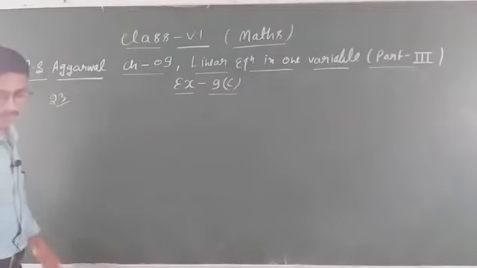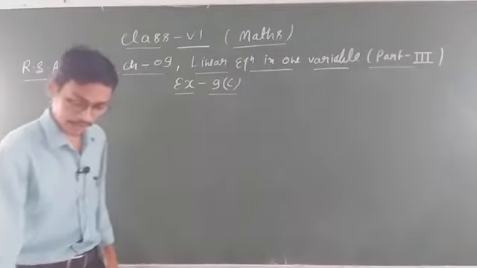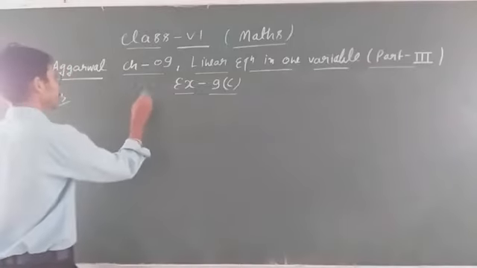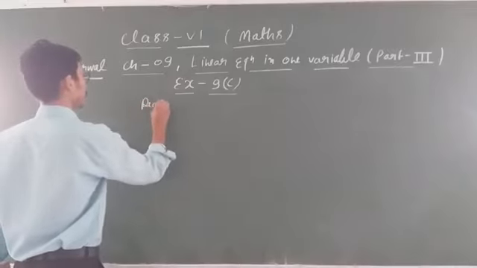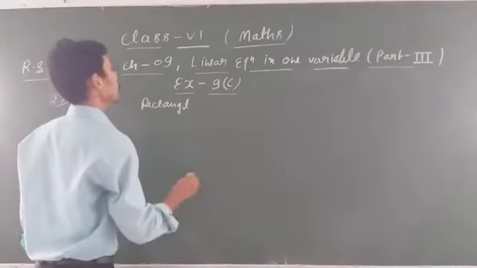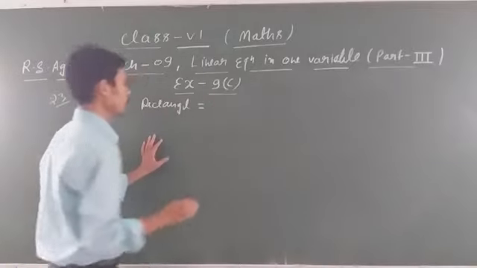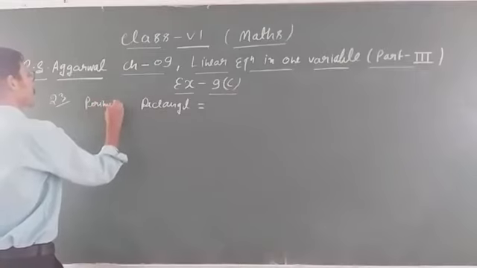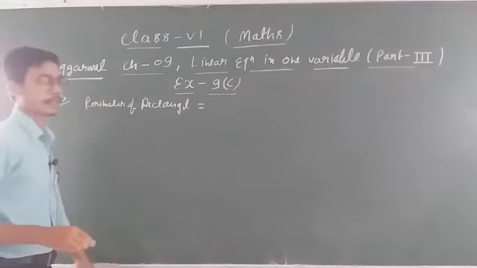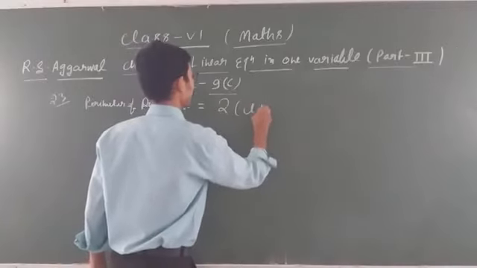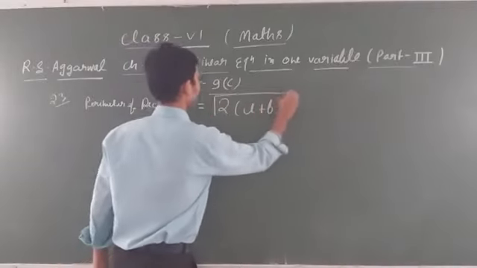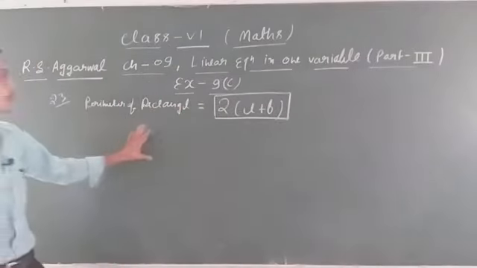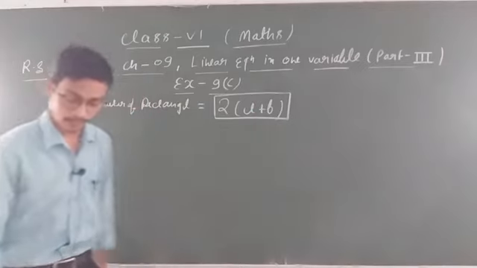Question number 23, what is given? The length of a rectangular hall is 5 meter more than its breadth. See here, you know that rectangle. Clear, student? Now in a rectangle, if you have to find out the perimeter of the rectangle, you know that it is 2 times L plus B. This is our formula. So for finding out the perimeter of a rectangle, you should know the length and breadth. Clear?